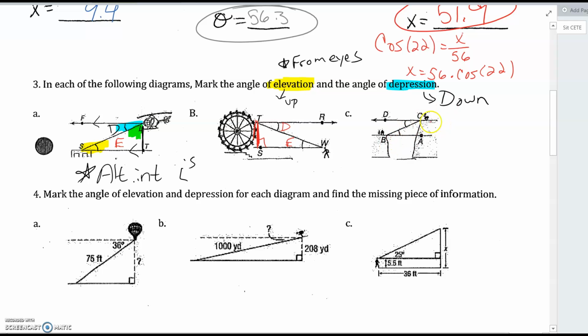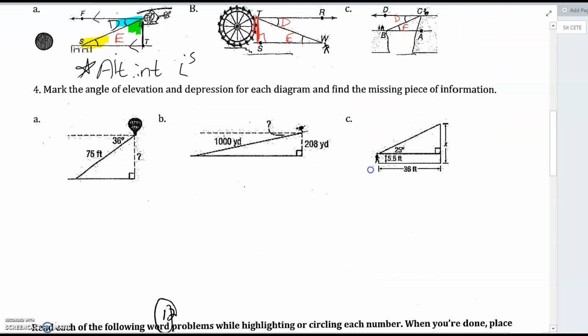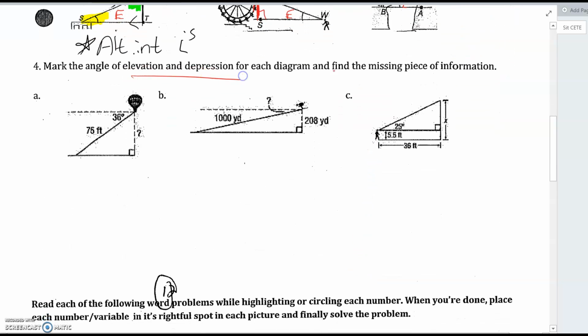This one, looking up on the mountain or whatever, that would be elevation. This would be angle of depression. They are always equal going through. Mark the angle of elevation and depression for each diagram. Find the missing piece of information.